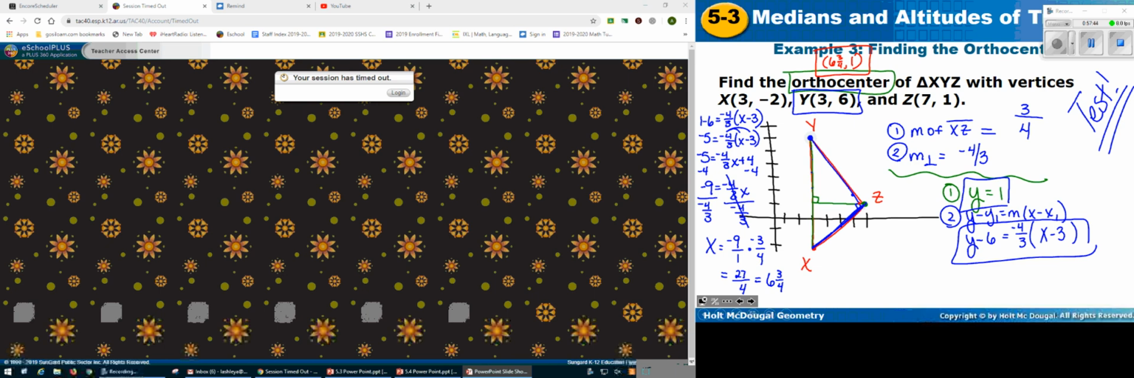The other 2, the circumcenter and the orthocenter, look back at the relationships between those. The circumcenter was inside if it was acute, outside if it was obtuse, and on the triangle if it was a right triangle, right? Think back to today with the orthocenter. It was always inside if it was acute, outside if it was obtuse, and on if it was a right triangle. So do you notice that they have the same characteristics?